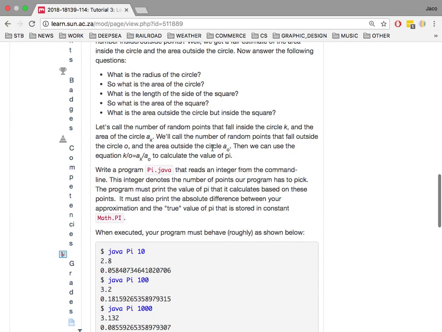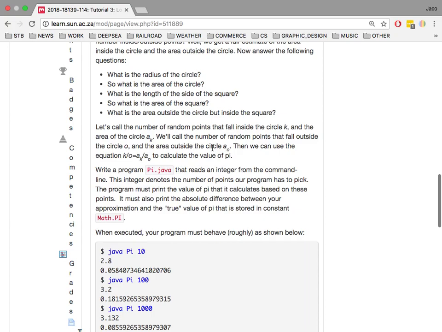I'm going to throw a lot of random points at the circle, or the square at least. I'm going to count how many land inside, and the ratio of inside to outside will be the same as the ratio of the areas. Now, if I only throw 1 point, let's say the 1 point is inside, I'll have 1 versus 0. That's not a very good approximation.